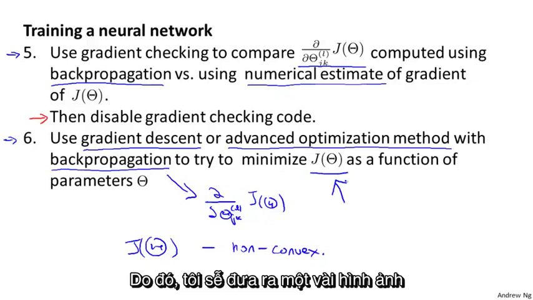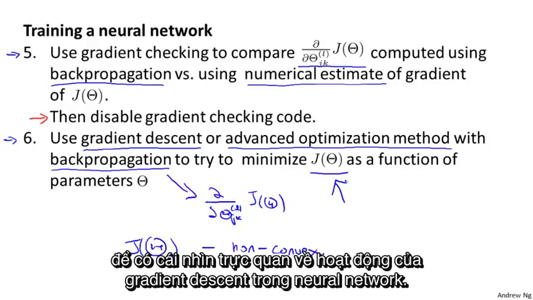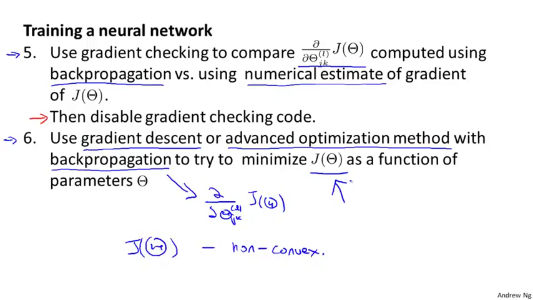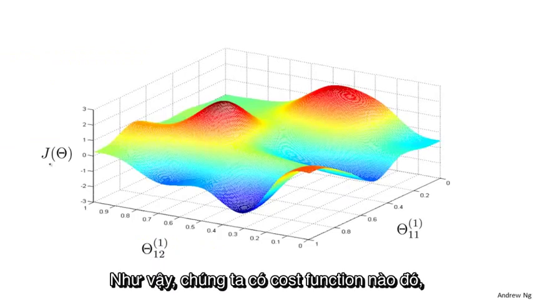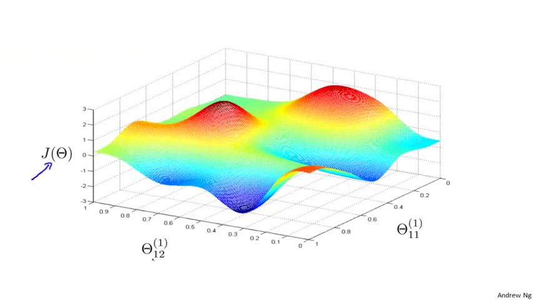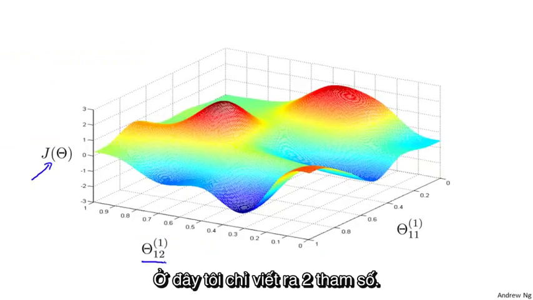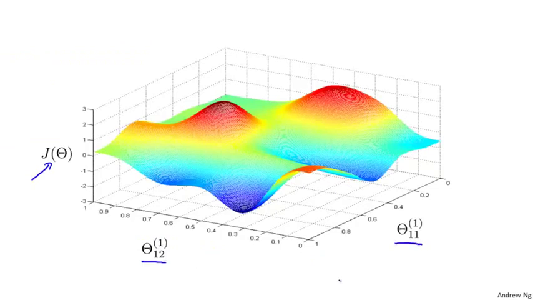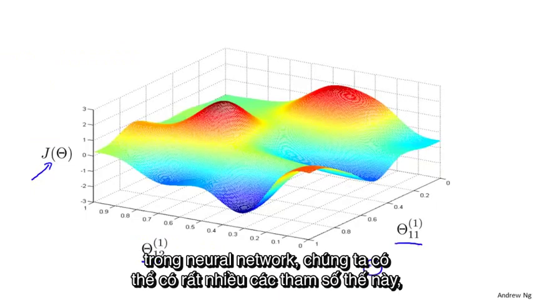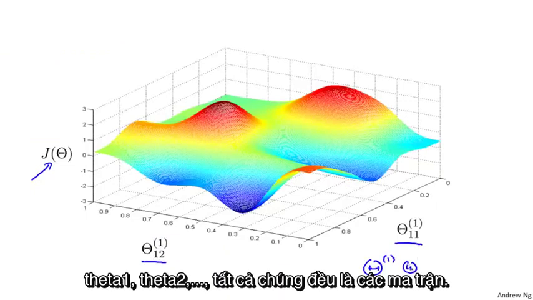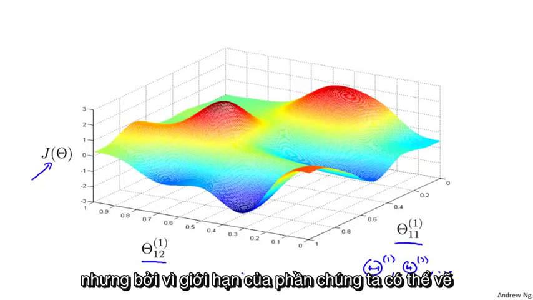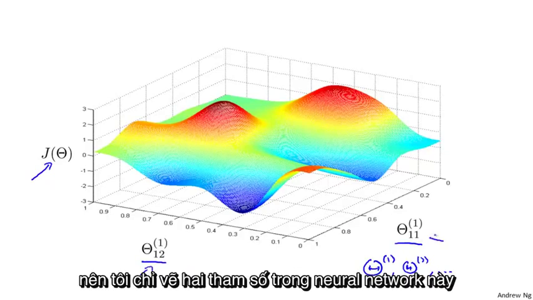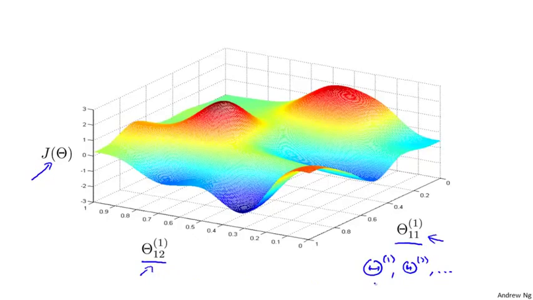So let me just show one more figure to try to get better intuition about what gradient descent for a neural network is doing. This was actually similar to the figure that I was using earlier to explain gradient descent. So we have some cost function, and we have a number of parameters in our neural network. Right here, I've just written out 2 of the parameter values. In reality, of course, in a neural network, we can have lots of parameters. So these theta 1, theta 2, all of these are matrices, right? So we can have very high dimensional parameters, but because of the limitations of the sorts of plots we can draw, I'm pretending that we have only 2 parameters in this neural network, although obviously we have a lot more in practice.